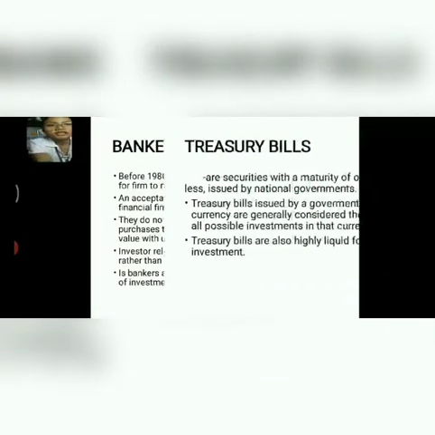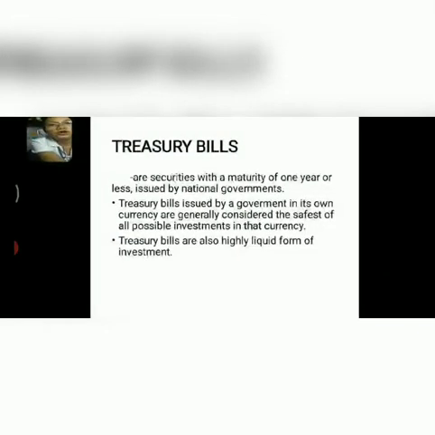Next is treasury bills, also known as T-bills. They are securities with a maturity of 1 year or less issued by national governments. So when you buy one of these securities, you are essentially lending money to a government.